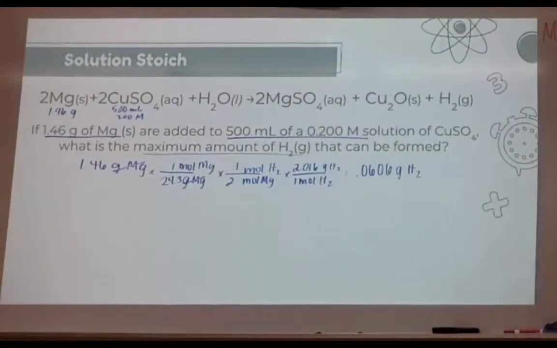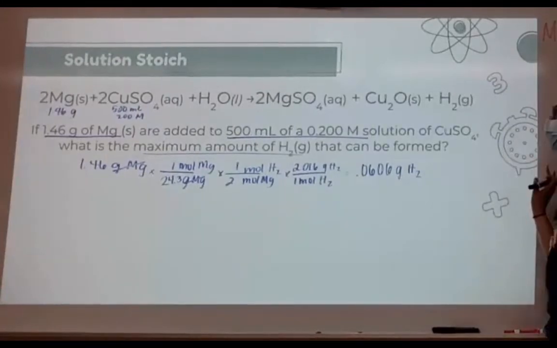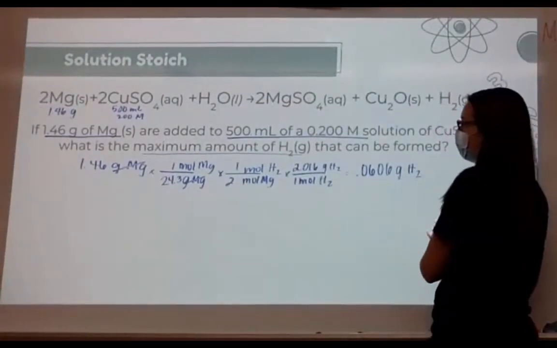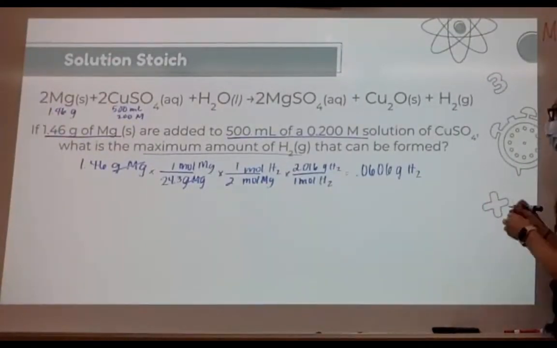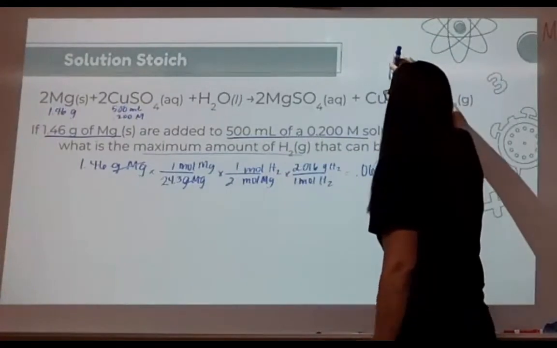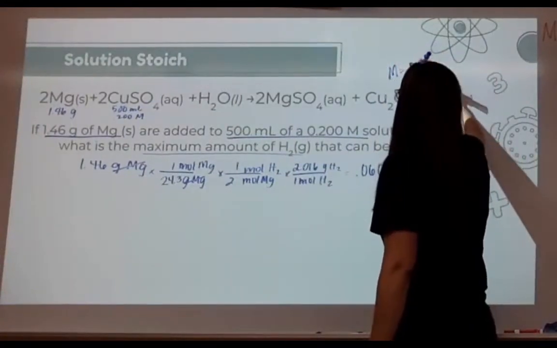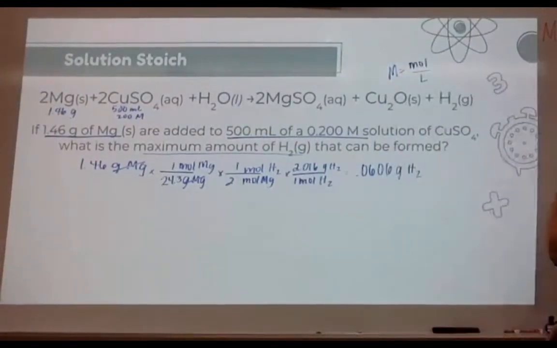Now we need to do the same thing, but with copper 2 sulfate. We're not just given grams of copper 2 sulfate. We're given a volume and a molarity. Molarity is just a way for us to go between moles and liters. Molarity is a conversion factor that we can use.